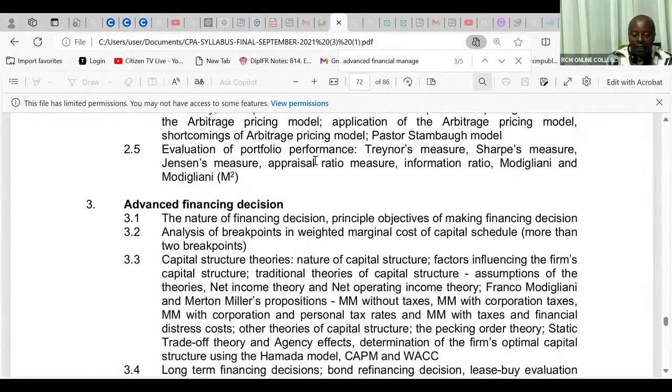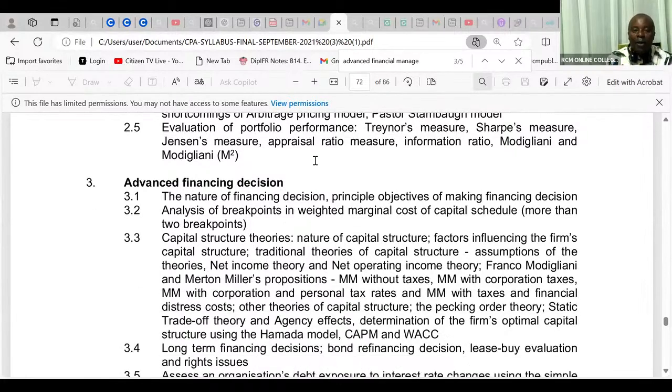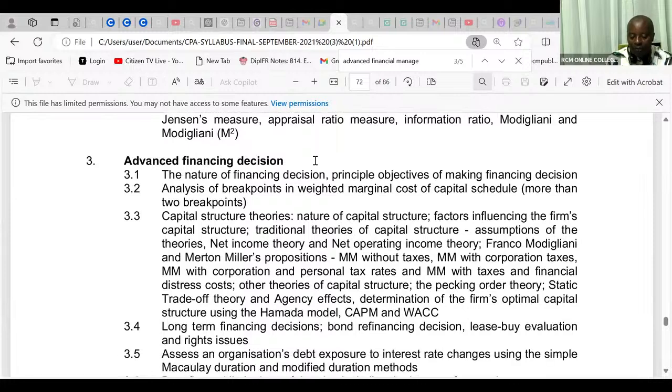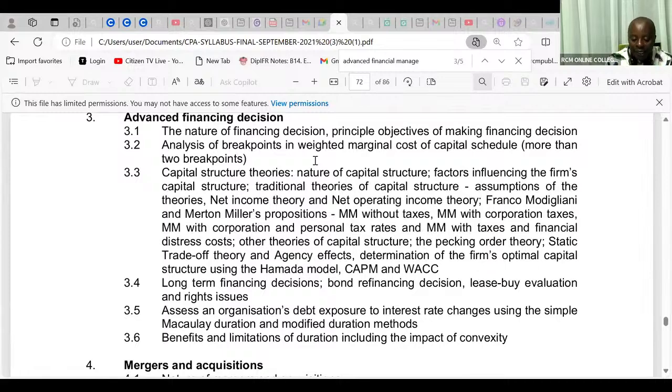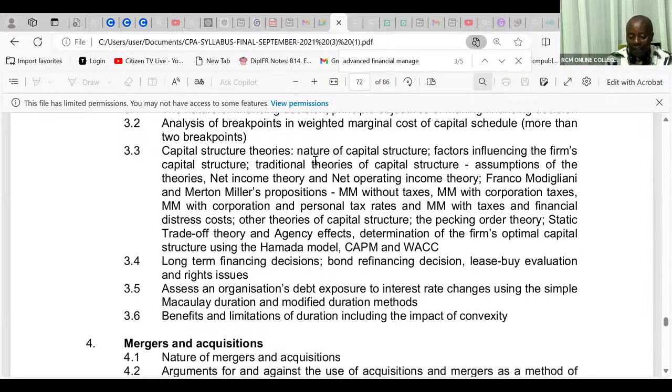Then we have advanced financing decisions. This is all about how we finance our company. We have debt and equity. How do we come up with these optimal capital structures using the WACC? We have the capital structure theories. We shall be looking at Modigliani and Miller, and of course, others. There are many others. Very good.